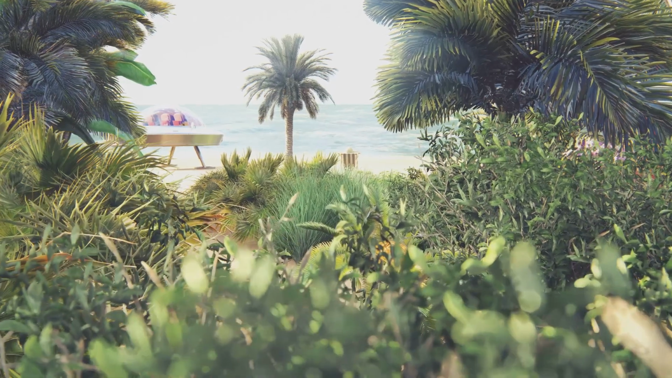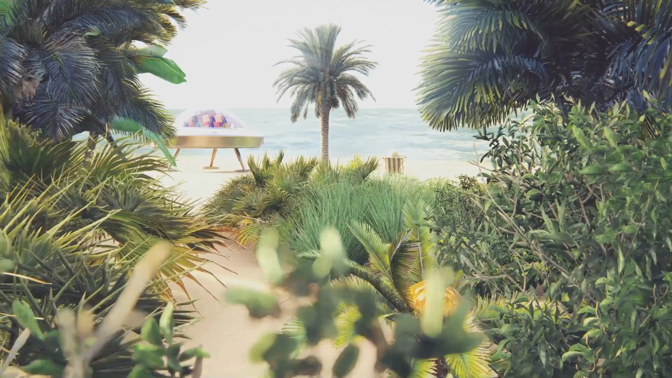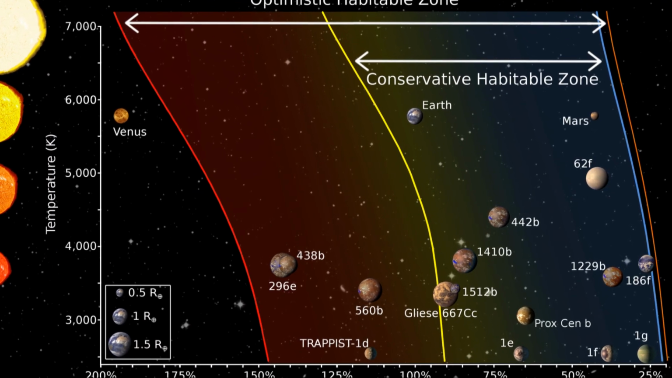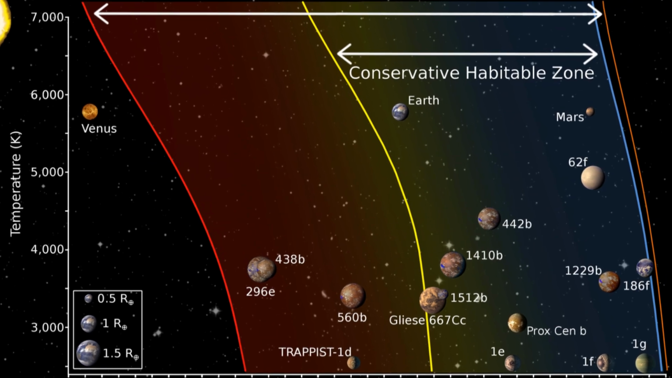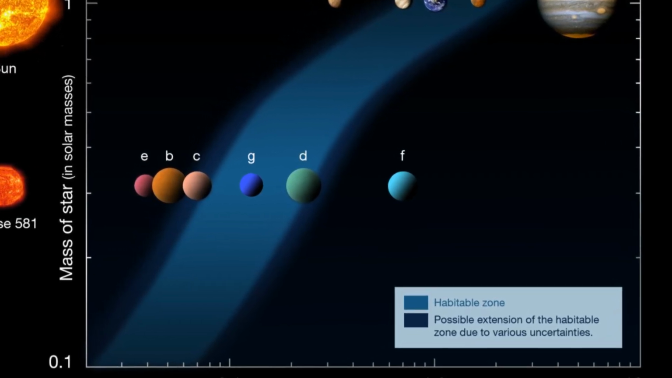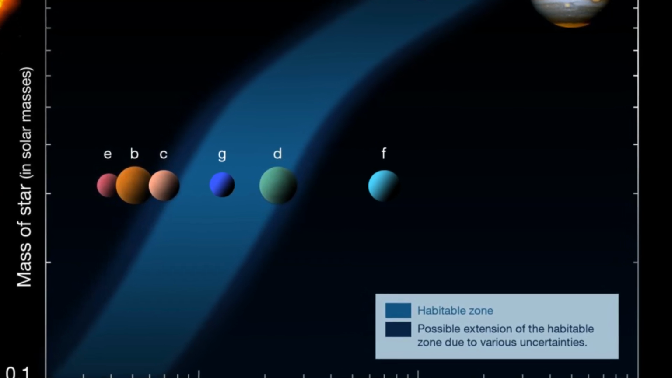Moving on, n sub e is the average number of planets per star system that could potentially support life. This is where we start to narrow things down. We're looking for planets in the habitable zone, where conditions might be just right for life as we know it. Based on current research, scientists estimate that each star system might have about 1 to 2 such planets.